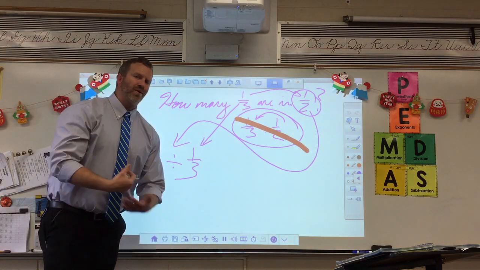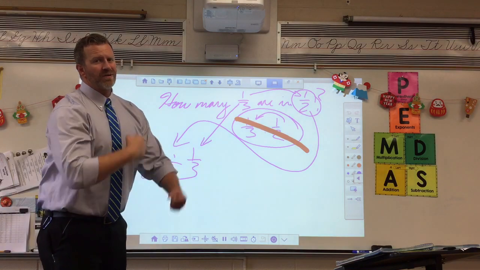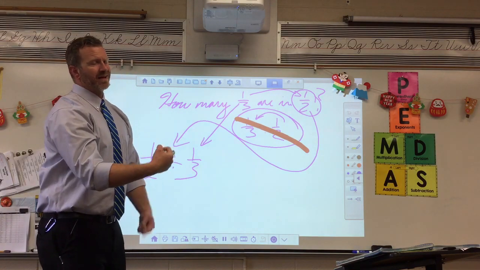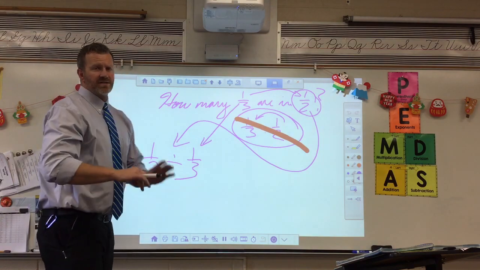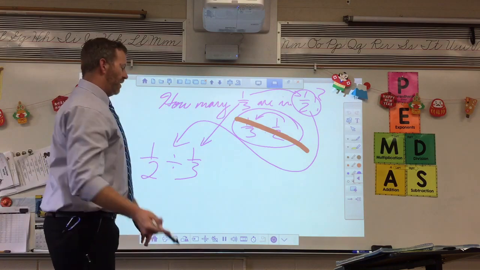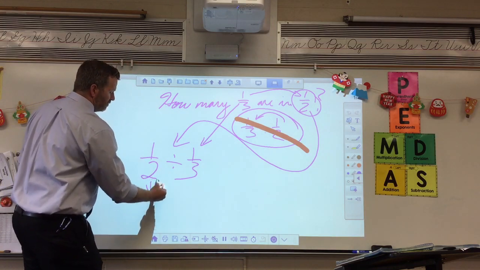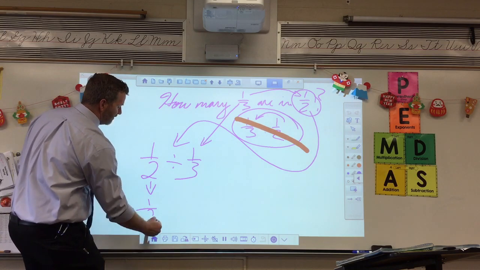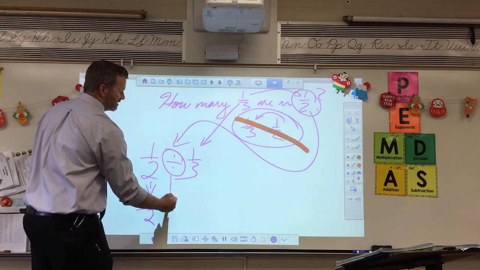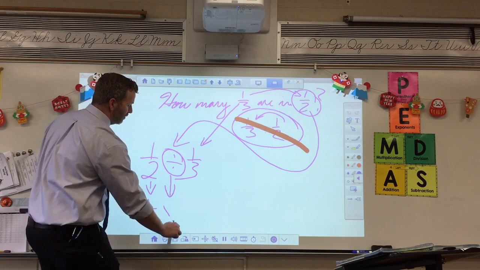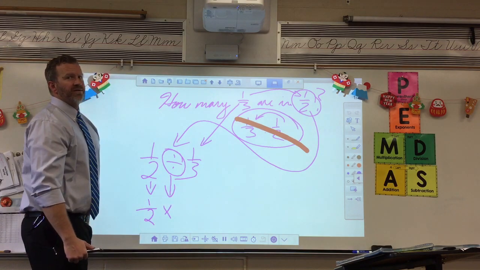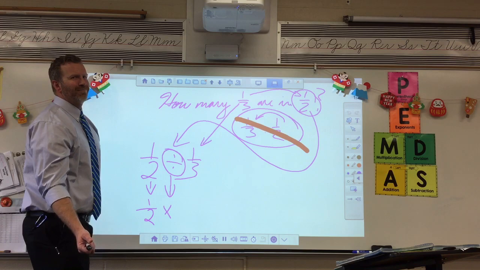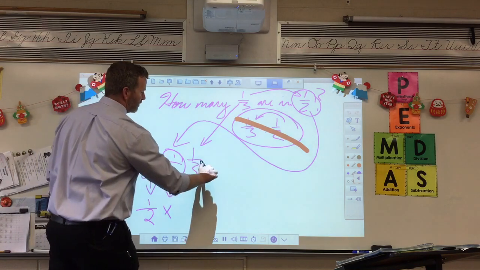Now, remember, this is where we do our reciprocal. We're flipping it upside down. We're changing our division sign to a multiplication sign. Watch, here we go. So, remember, your front fraction here just drops straight down. So it stays 1/2. Division sign slides down. Boom. Multiplication. You with me? Come on, say you're with me right now. All right, here we go.